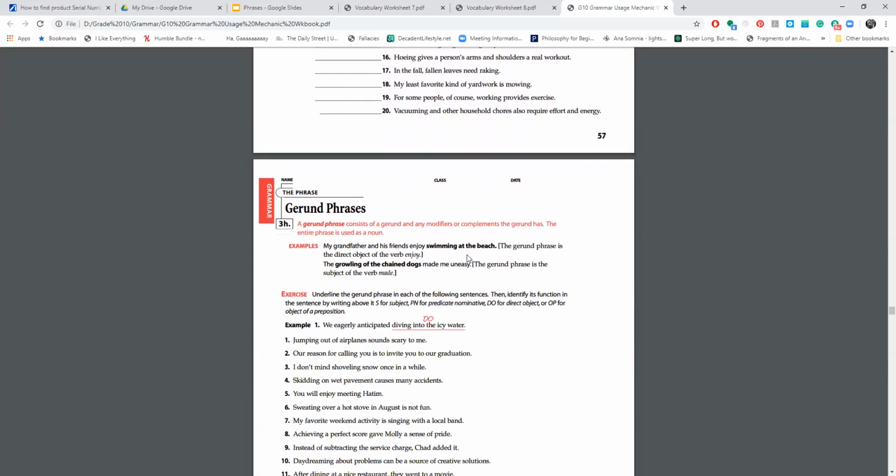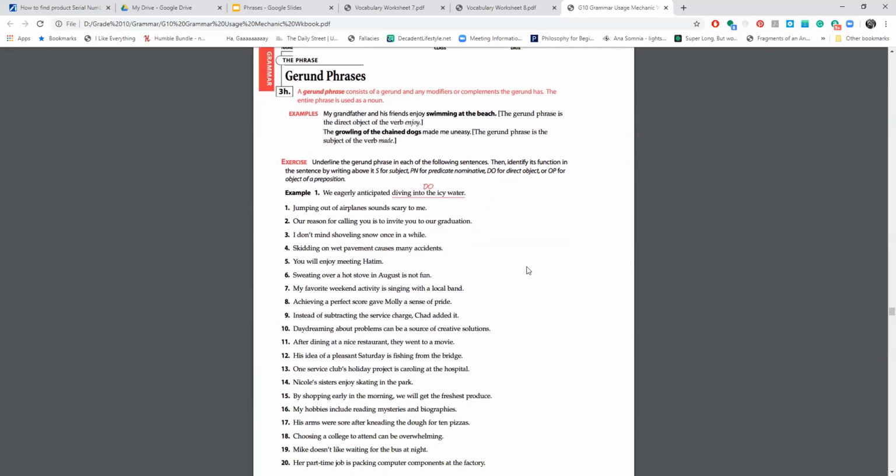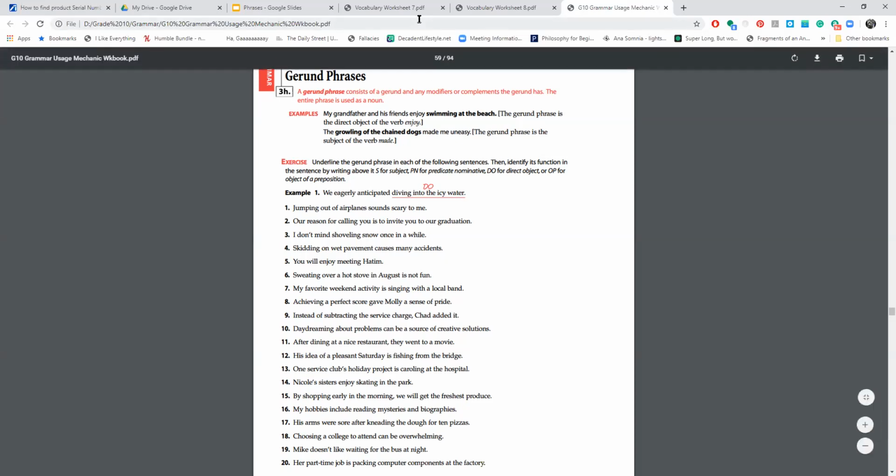The next page here, the exercise says, underline the gerund phrase in each of the following sentences. Then identify its function in the sentences by writing above it S for subject, PN for predicate nominative, DO for direct object, or OP for object of a preposition.